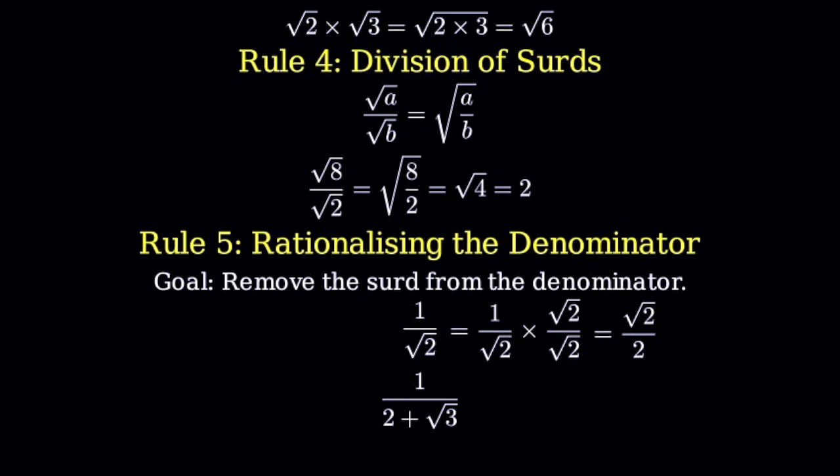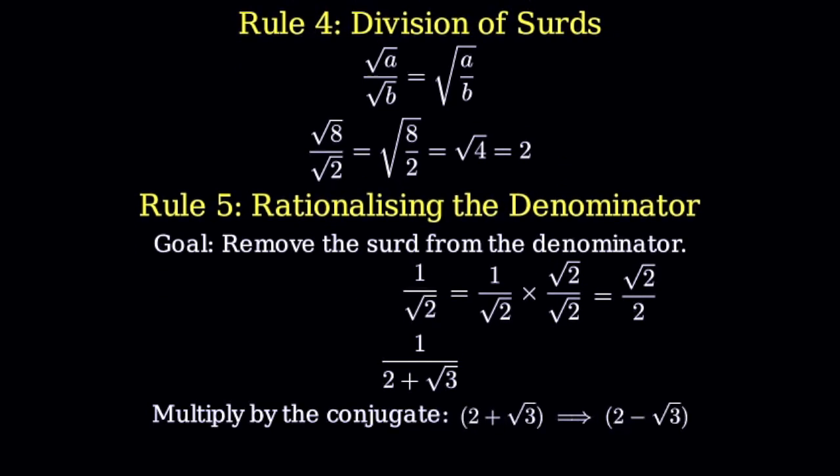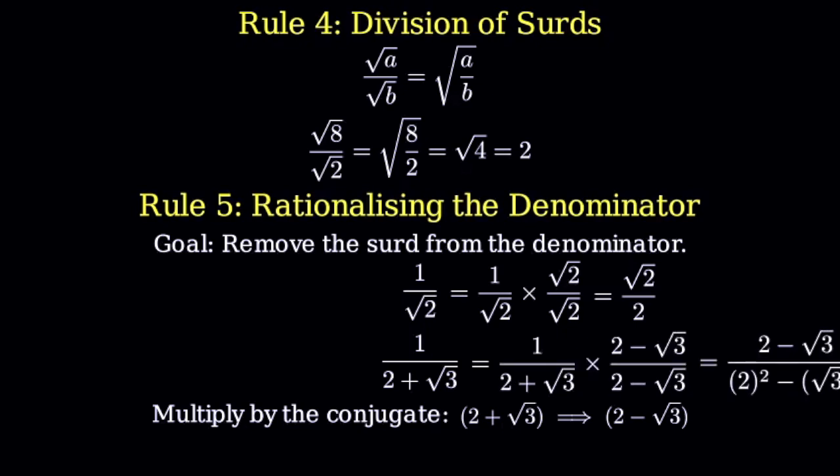If the denominator is a binomial containing a surd, like 1 over 2 plus the square root of 3, we multiply the numerator and denominator by the conjugate of the denominator. The conjugate of 2 plus the square root of 3 is 2 minus the square root of 3. Multiplying gives 1 times 2 minus the square root of 3 in the numerator. In the denominator, we have 2 plus the square root of 3 times 2 minus the square root of 3. This is a difference of squares, resulting in 2 squared minus the square root of 3 squared, which is 4 minus 3 equaling 1. So the final simplified expression is just 2 minus the square root of 3.